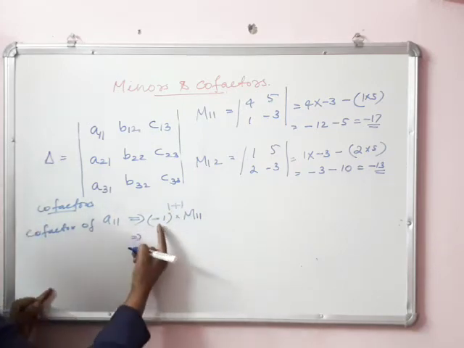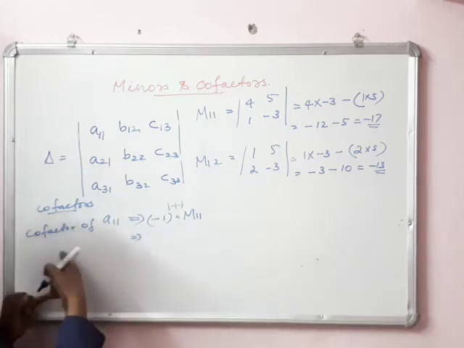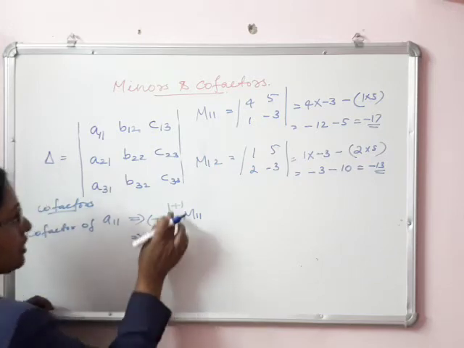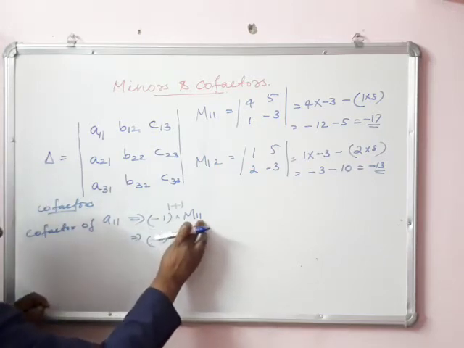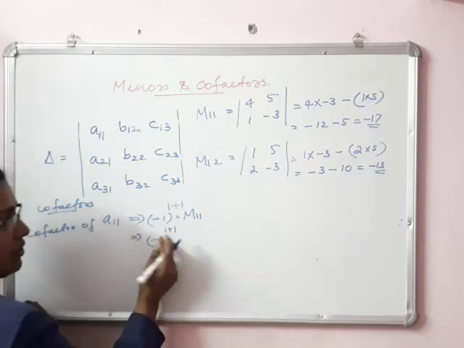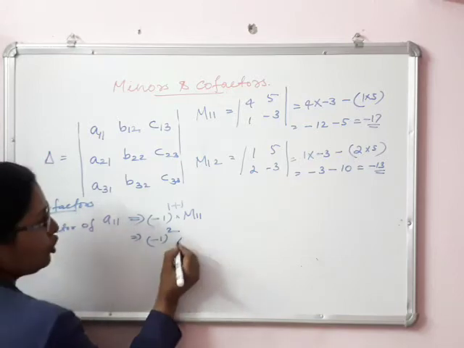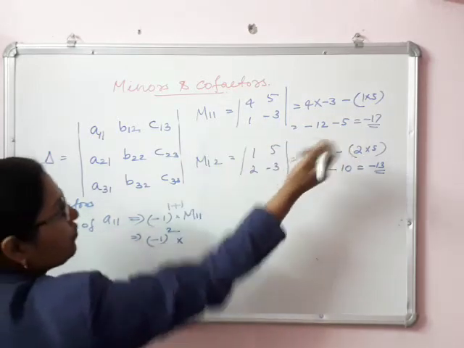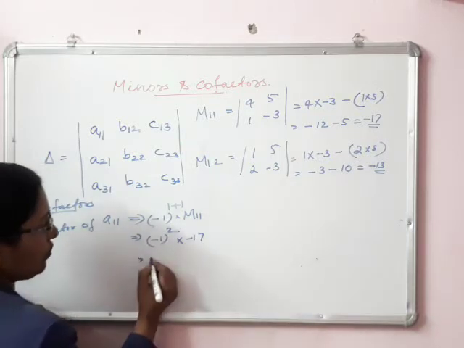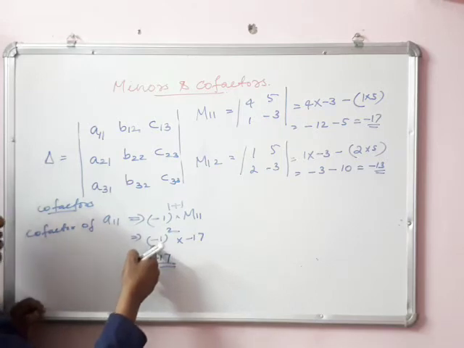Here you see minus 1 raised to 1 plus 1, according to our previous example. Both are 1, so 1 plus 1 is the square. Then minus 1 raised to a square means plus 1, into M11. M11 we already found, that is minus 17. So the value is minus 17 itself, because of this it becomes positive.